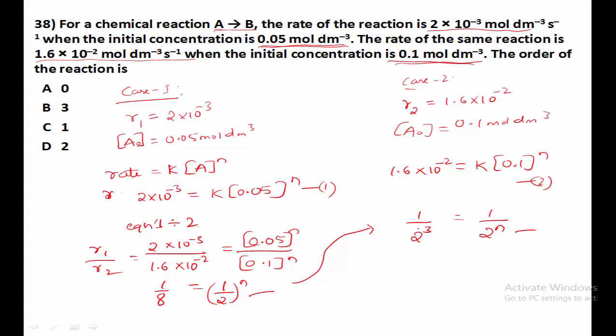Now simply compare these. 1 by 2 cube is equal to 1 by 2 raised to n. So 2 raised to n becomes equal to 2 raised to 3 when n becomes equal to 3. Therefore, n is equal to 3. Here n represents the order of reaction. In this equation, you should know n is the order of the reaction. Therefore, the value of n is 3. Hence, option B is the right answer. The order of reaction is 3.